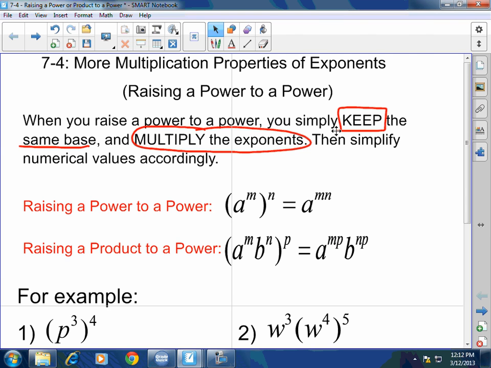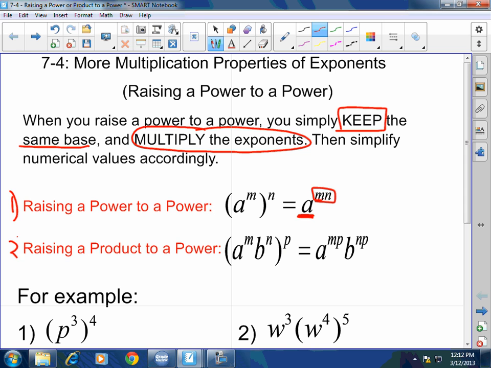Bye-bye. Gone. For example, when I'm raising a power to a power, this first one right here, a to the m raised to the n power, is going to be the same base a raised to the product of m and n. When you raise a power to a power, you keep the base and multiply the exponents. So a to the m, to the n, is going to be a, because that's the base, to the m times n power.